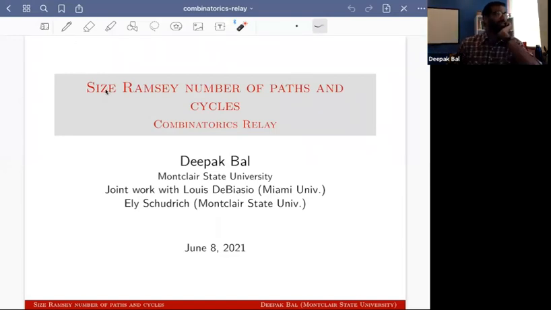So I'm going to talk about size Ramsey numbers of paths and cycles. And this is based on joint works with Louis DeBiasio from Miami University and a student of mine, Ellie Schudrich, or a former student at Montclair State.